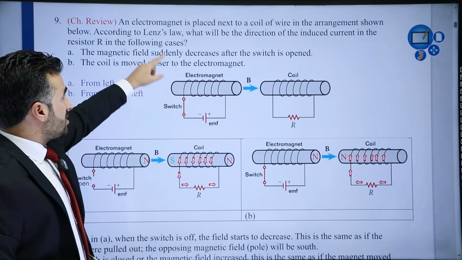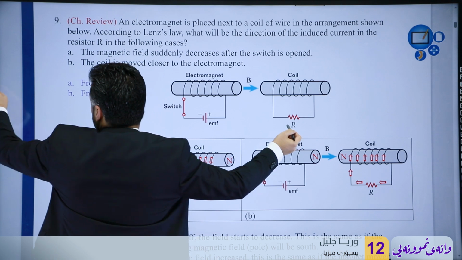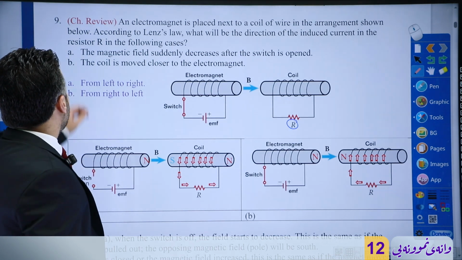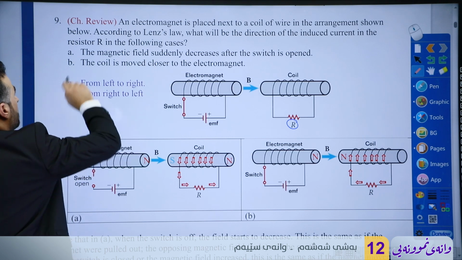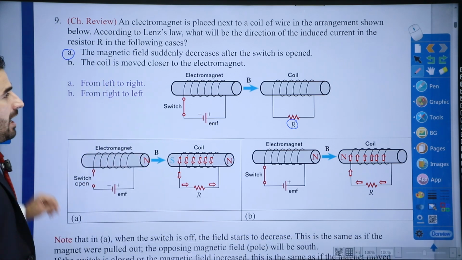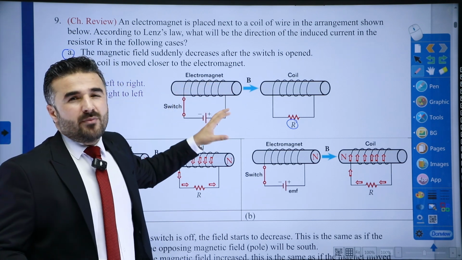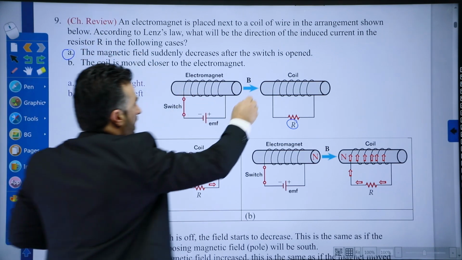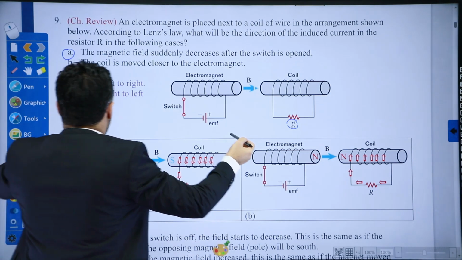Okay, so it says according to Lenz's law, what will be the direction of the induced current in the resistor R, in this resistor, in the following cases. So the first case is if the magnetic field suddenly decreases after the switch is opened here. Now, before talking about this one, I would like to give you some information. So remember, this electromagnet behaves just like a permanent magnet. But if that is the case, how can we do this one here? So let me give you a little bit of information on how we can do this. For a second, let's just ignore this one and then see how it happens.